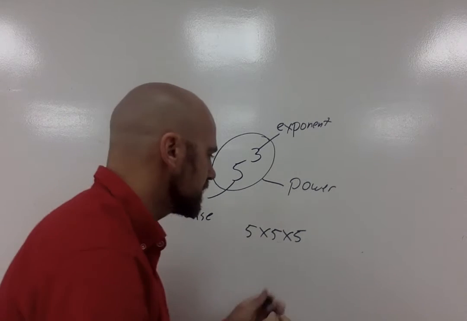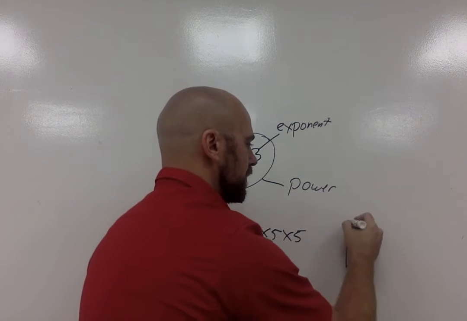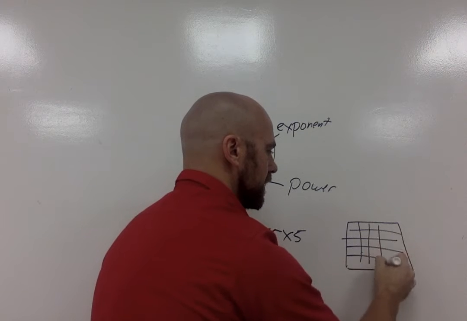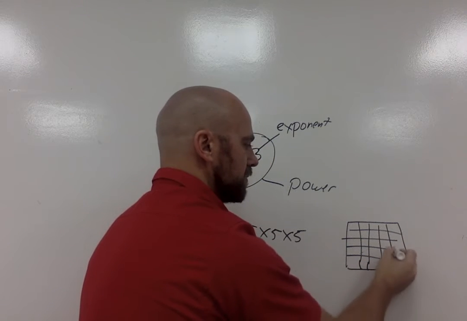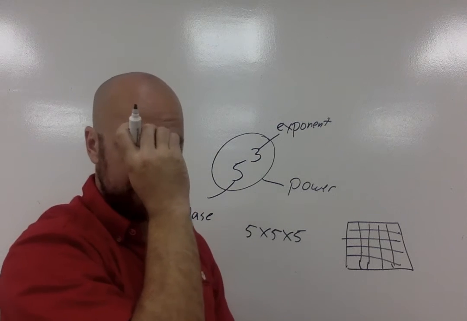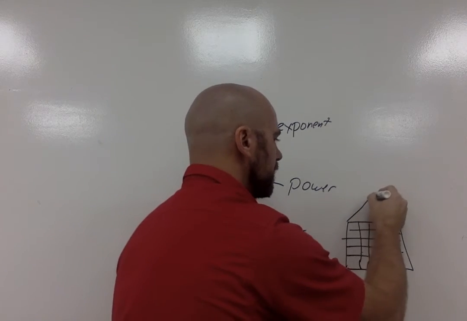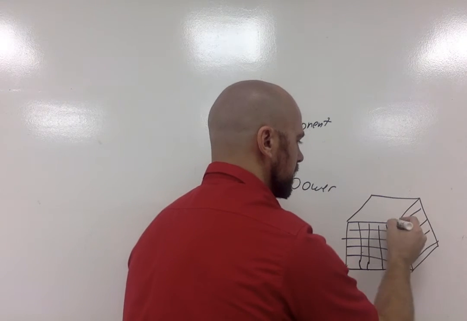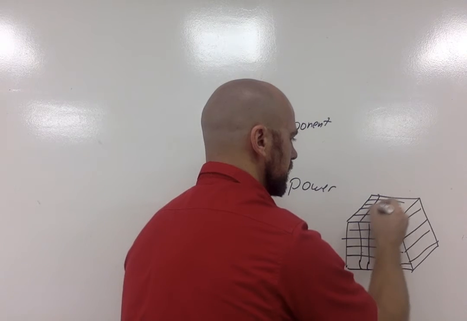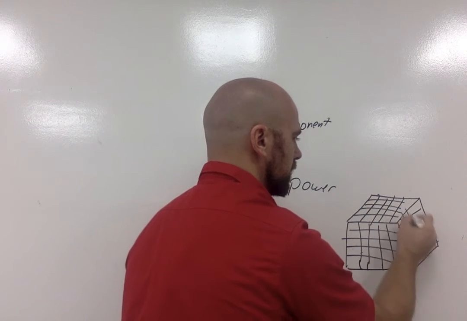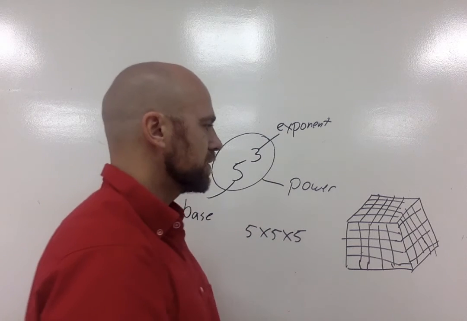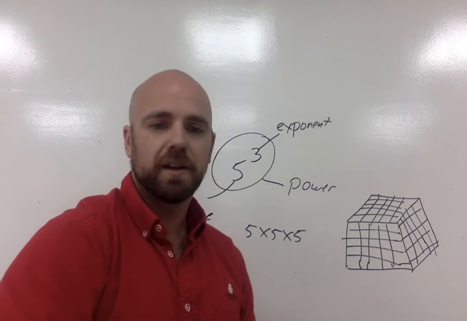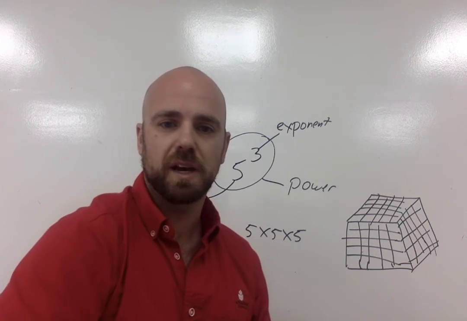And the difference is, if we were to just do something like this, the area of this would be 5 times 5. But what if we were to suddenly make it three-dimensional? Then this would be 5 times 5 times 5, which would be the same as 5 cubed, or it is a cube, which is what we can see.